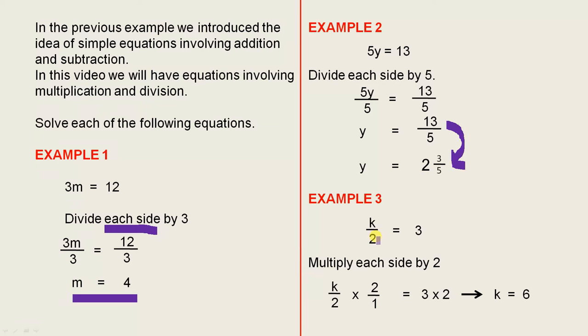Example 3, k over 2 equals 3. Here we have division, so the inverse operation of division is multiplication, so we multiply each side by 2. That's exactly what we've done here. Multiplied each side by 2. The 2's cancel to give us k, and 3 2's are 6, so k equals 6.